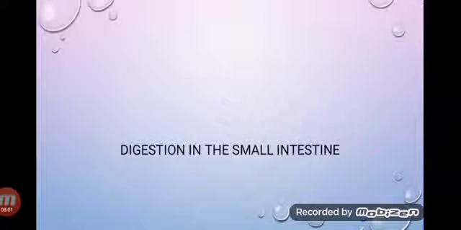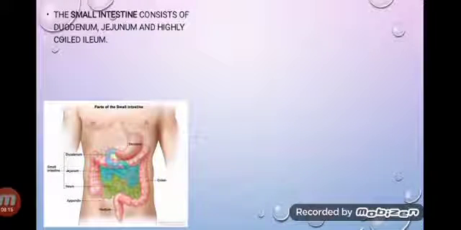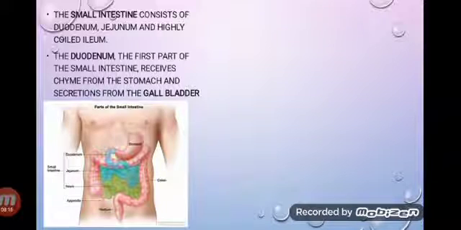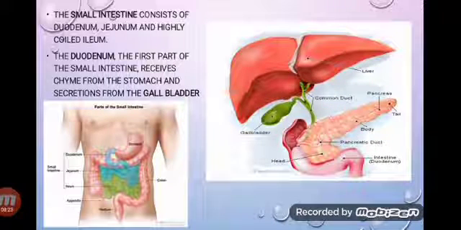Now we have the last stage, which is digestion in the small intestine. The small intestine consists of the duodenum, jejunum, and lastly the ileum. The duodenum, the first part of the small intestine, receives chyme from the stomach and secretions from the gallbladder.